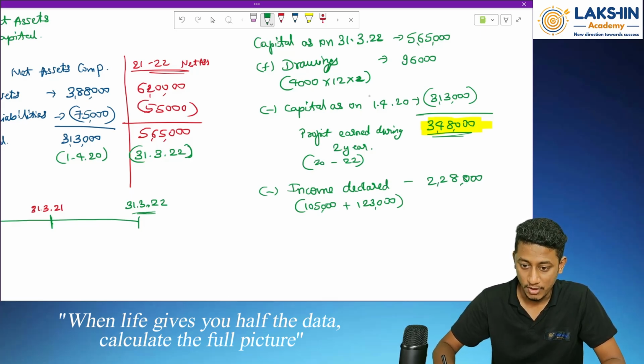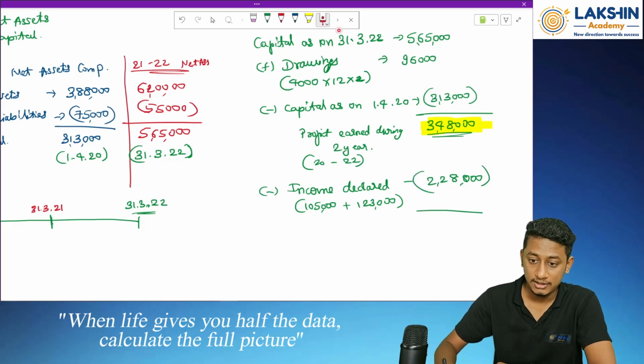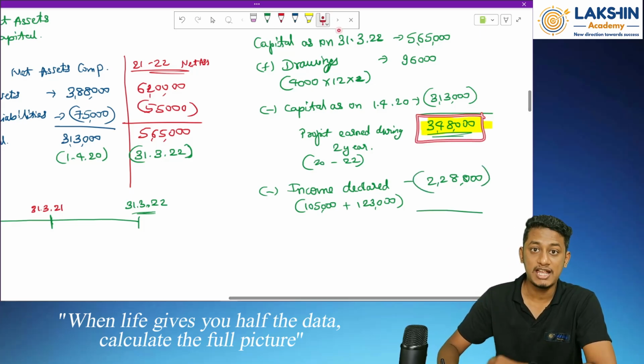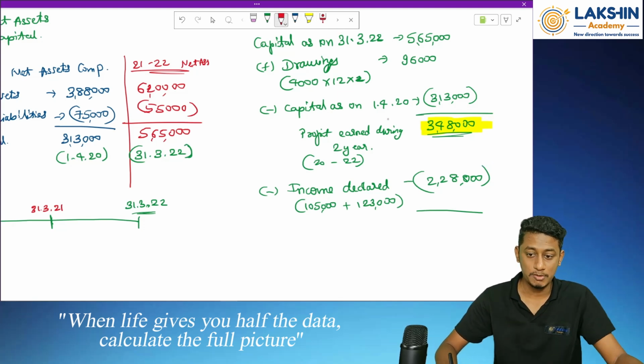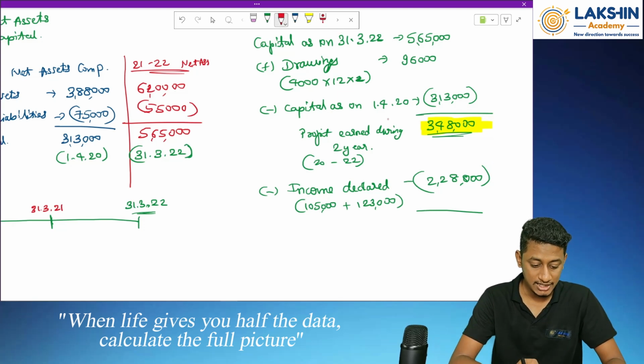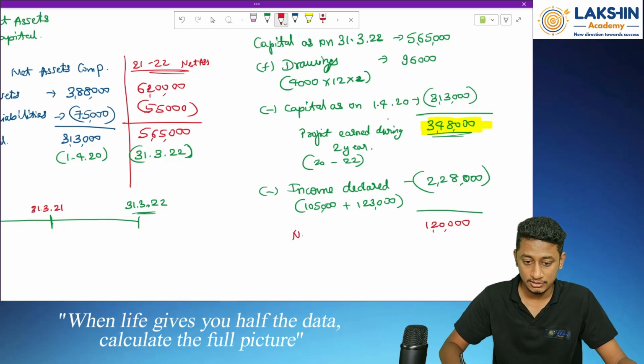So what is the actual profit? 3,48,000 was the actual profit, but he has declared only a profit of rupees 2,28,000. So the difference amount would be the hidden income that he has not declared in the income tax. So 1,20,000 is the income that is not declared.